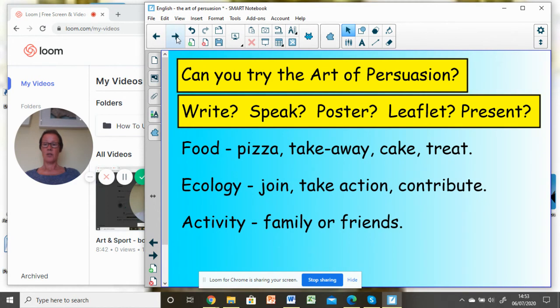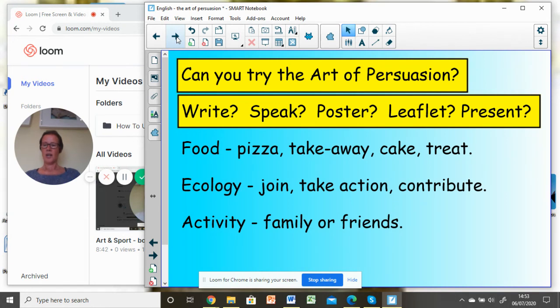Once you've written it, you could try turning it into a speech and try and talk somebody into doing whatever it is that you've written about. You could do a poster, a leaflet. You could choose to present it in another way, perhaps as a live film or as a PowerPoint presentation. Think about a topic. Would you choose food? To persuade mum or dad or someone to buy you a pizza, a takeaway, or another delicious treat?